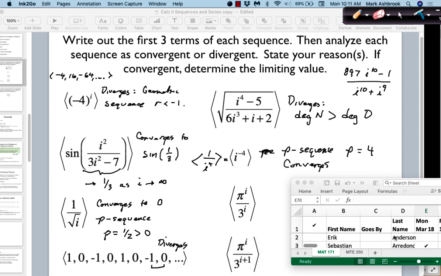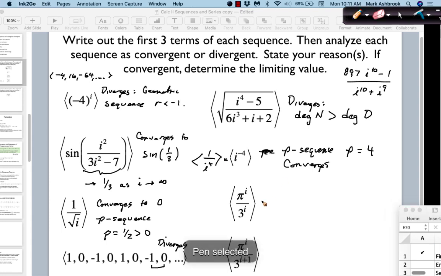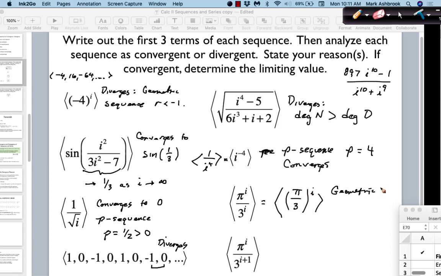Sebastian, how did the next one go? So this is the same as pi over 3, all to the i. Such a geometric sequence. Converges or diverges? Is pi over 3 between negative 1 and 1, or greater than 1? Greater than 1. Pi over 3 is a little bit greater than 1. Therefore, it diverges. So pi over 3, 3.14 divided by 3. Happy belated Pi Day, by the way. 3.14 divided by 3 is greater than 1. Therefore, it diverges.